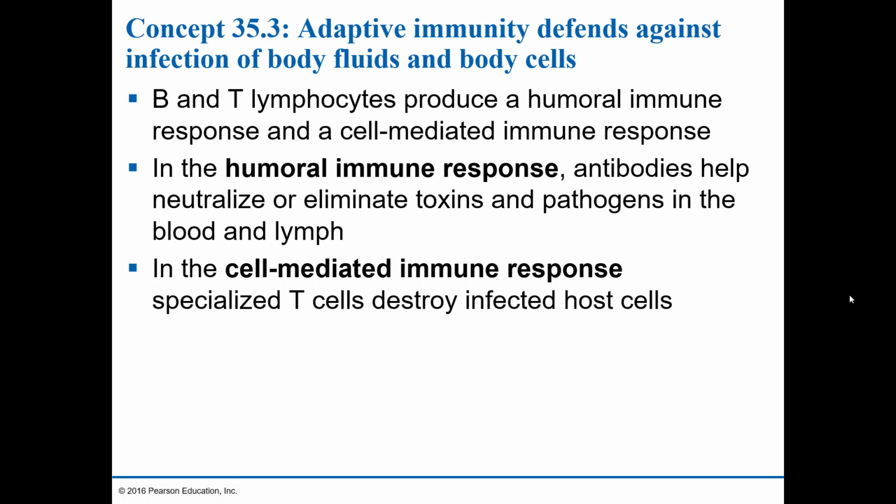Okay, so those B and T lymphocytes produce a humoral immune response and a cell-mediated immune response. The humoral immune response is basically antibodies helping neutralize and eliminate those toxins and pathogens in the blood and the lymph. And the cell-mediated immune response is where T cells destroy infected host cells. So the humoral immune response is in the blood, in the lymph, just trying to get rid of it before it enters the cell. And in a cell-mediated immune response, these pathogens have already entered the cell, and so the T cell will actually destroy the cell.